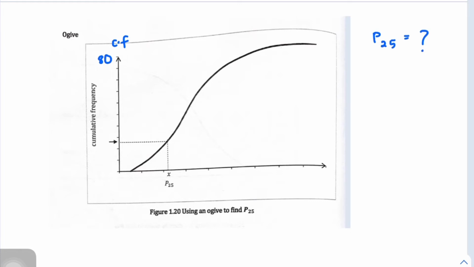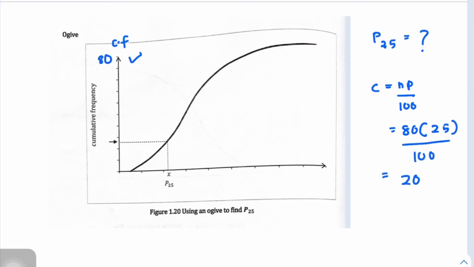Just use the location formula from just now, where C is equal to NP over 100. Your N is the total number of data, so in this case it is 80. Your P is the percentile, for example, 25 divided by 100. So the answer is 20. That is your location, the location of the percentile number 25.